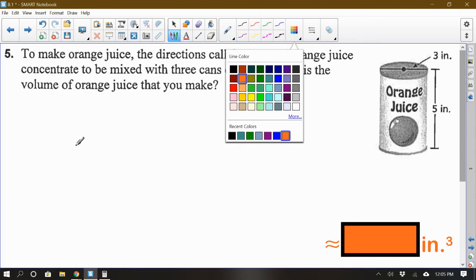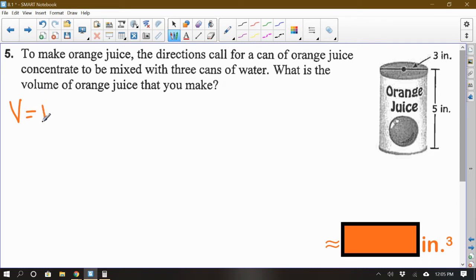Okay, well, first I would say we should find the volume of this orange juice concentrate. So again, that would be volume equals pi times our radius squared times the height. Again, the area of the base, which is the circle, times the height of that cylinder. Let's plug in some numbers. Well, we're going to use our pi button, so we don't need to change that.